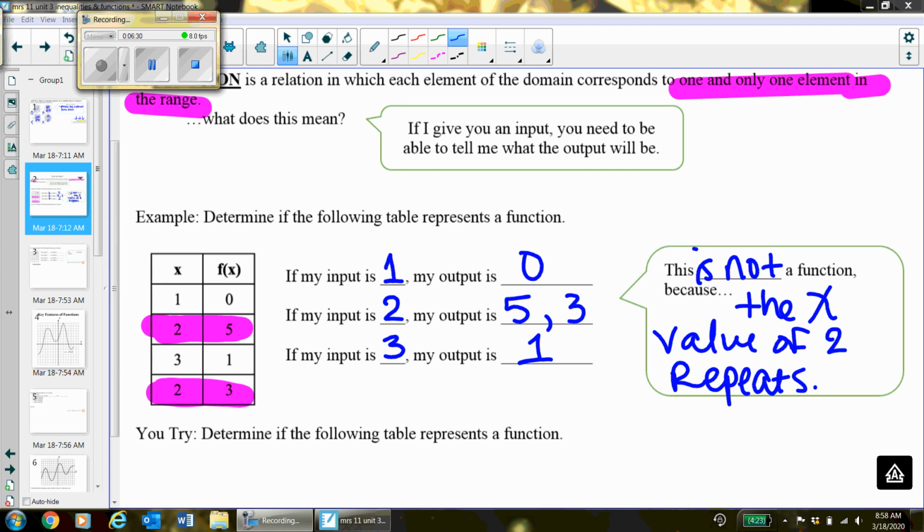Okay, so next is the you try example. Pause the video here so that you can answer the question on your own, and then I'll go over it with you as soon as you press play.